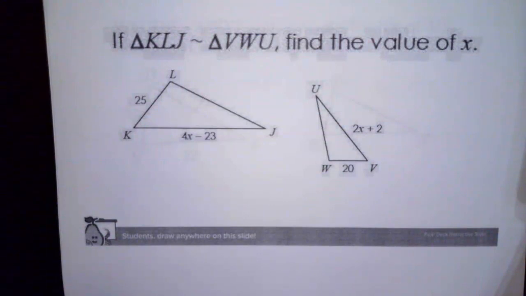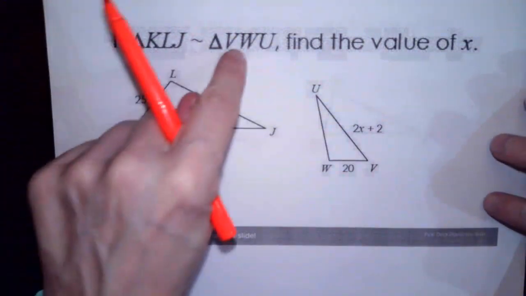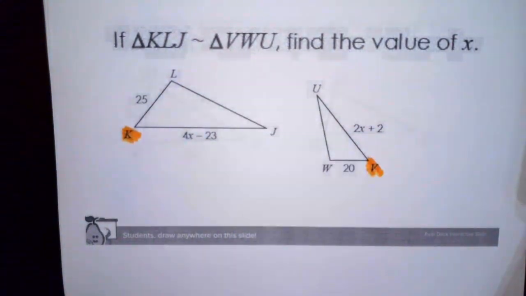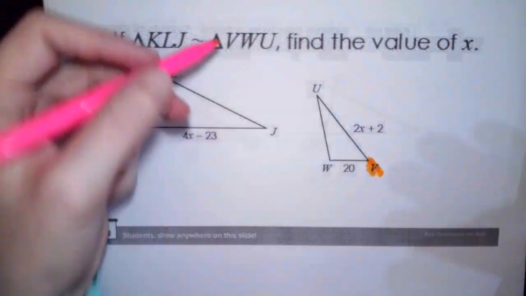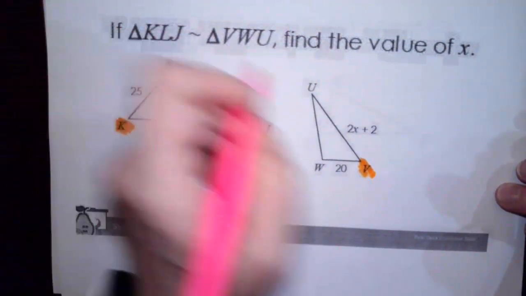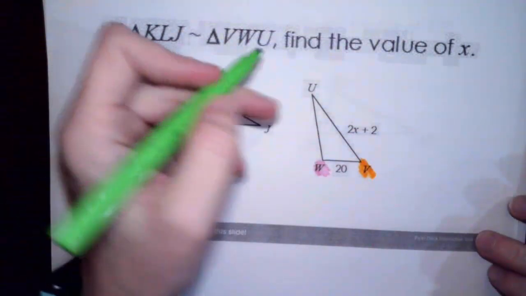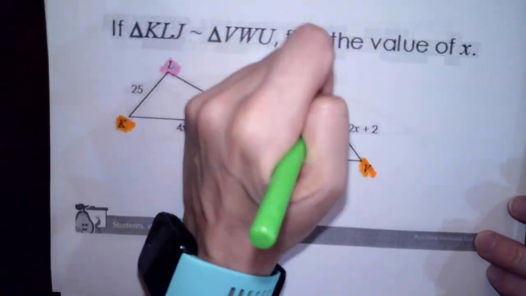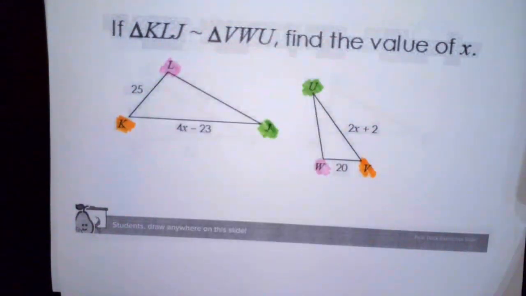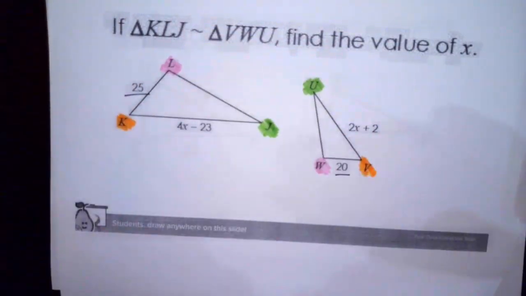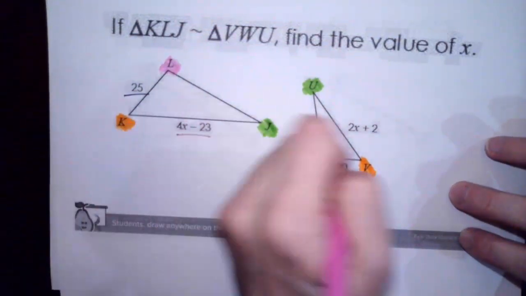All right, so I would color code these. K goes with V. L goes with W. And J goes to U. All right, so let's see here. Looks to me like the 25 goes with the 20. And then green to orange goes there.